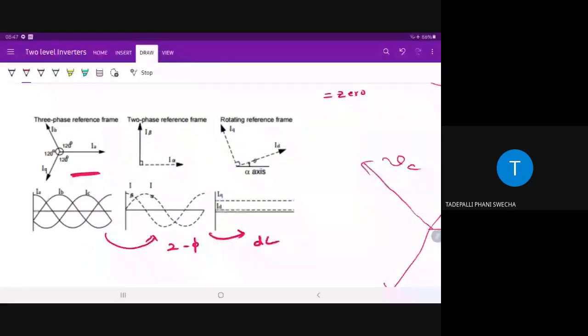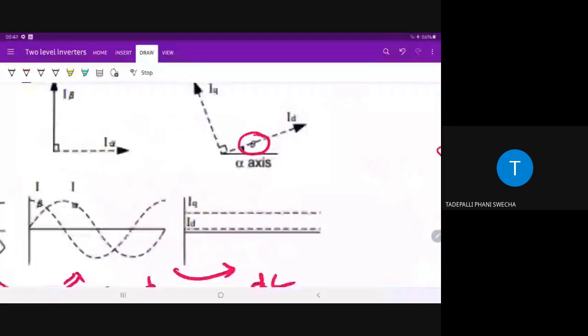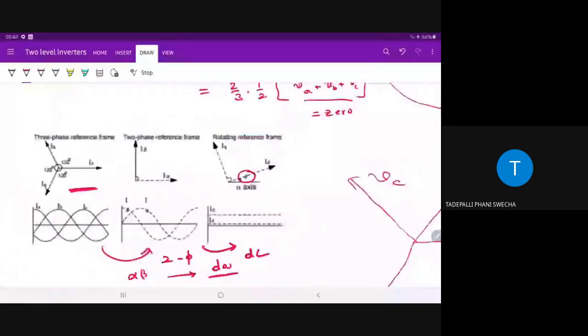So here it is alpha beta reference frame. From here you require the DQ reference frame, alpha beta to DQ reference frame. Okay, so this is the angle, this is the alpha axis, this is the angle theta. This reference frame theory can be applied to voltage waveforms, current waveforms, flux linkage waveforms, or any values, right?